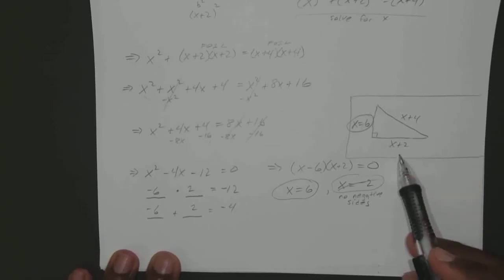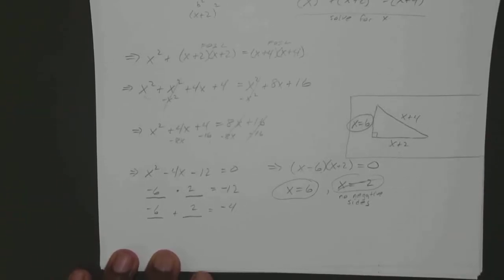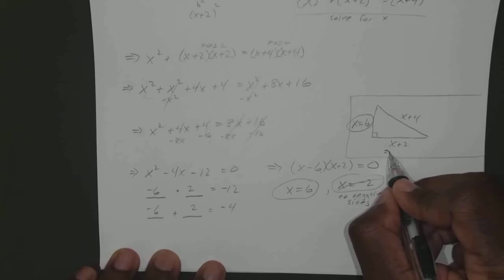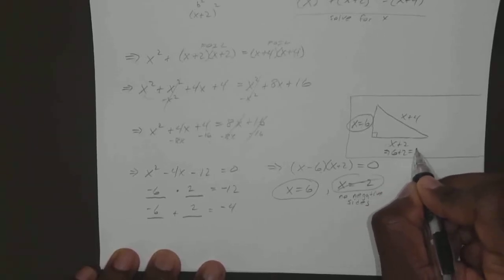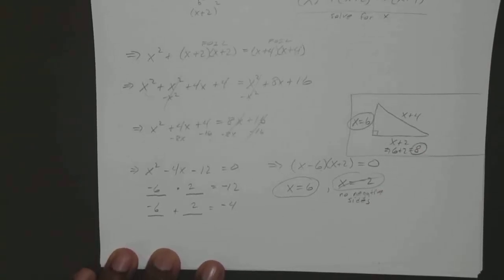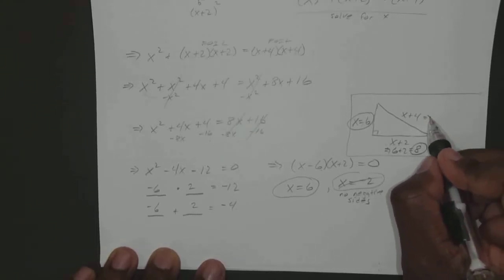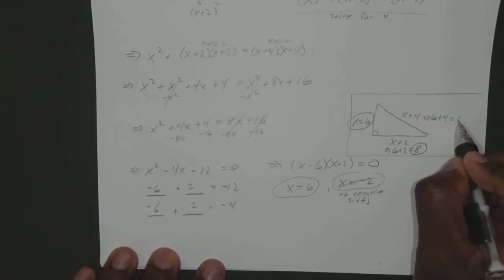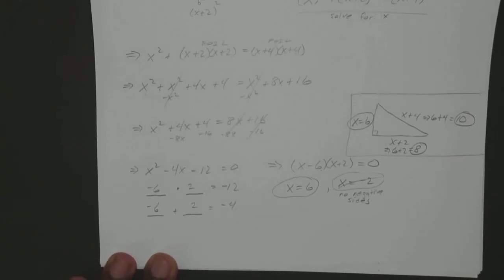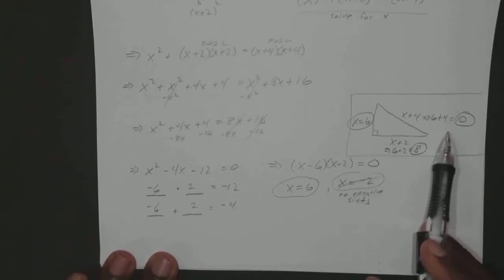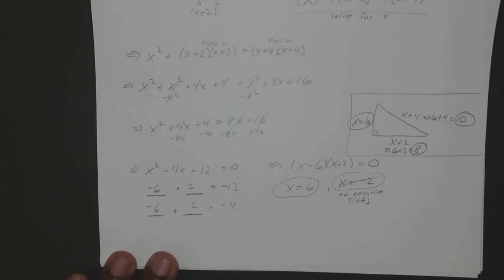Okay, so now we just have to solve for our x plus 2 and our x plus 4. So x plus 2, that's 6 plus 2, which is 8. And x plus 4 just becomes 6 plus 4, which is 10. So the legs are 6 and 8, and your hypotenuse is 10. All right. So any questions on that one?